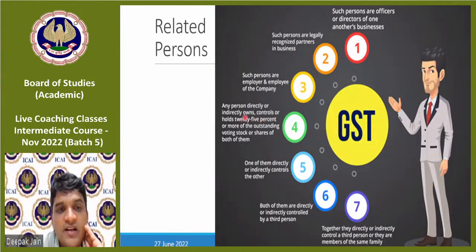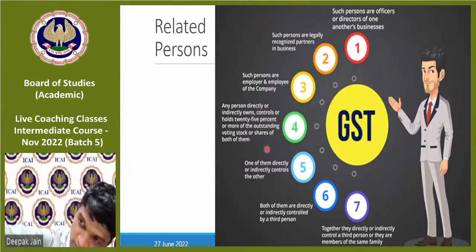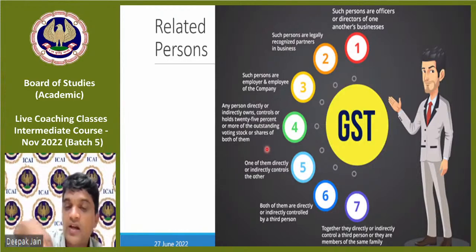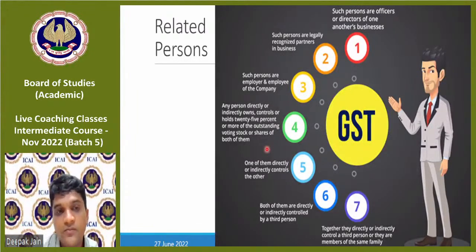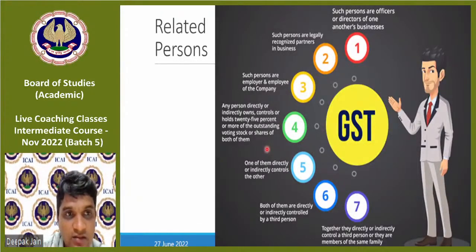Any person who directly or indirectly owns, controls, or holds 25% or more of the outstanding voting stock or shares of the company. I am holding 25% or more in that other company and I'm holding 100% here. So these two companies are related companies. One person directly or indirectly owns more than 25% shares of these companies, so these two companies become related parties.